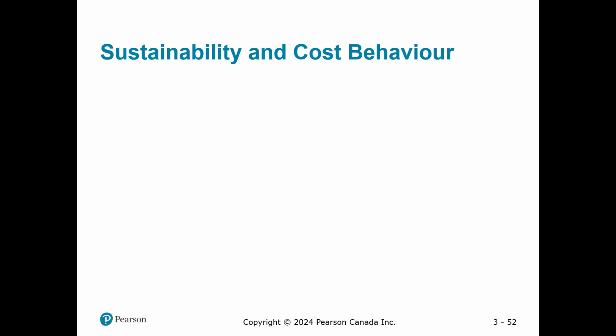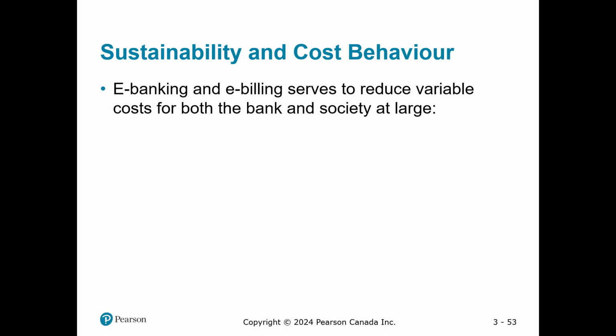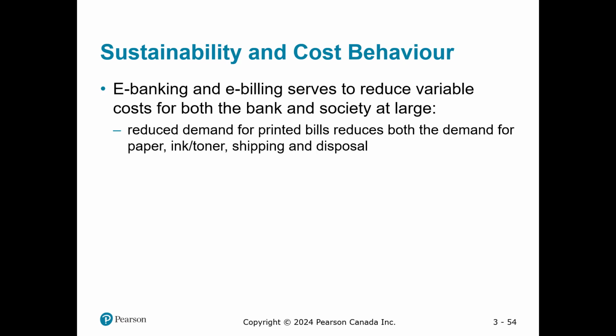All right. What about sustainability and cost behavior? Let's give an example to understand what this means. E-banking and e-billing reduces variable costs for both the bank and society. Why? Because we're reducing the demand for printed bills, and that's going to reduce the demand for paper, ink, shipping, disposal, because we have to throw these bills away. When we do something that reduces the variable cost, it actually increases our sustainability because we're not using as many resources as we did previously.